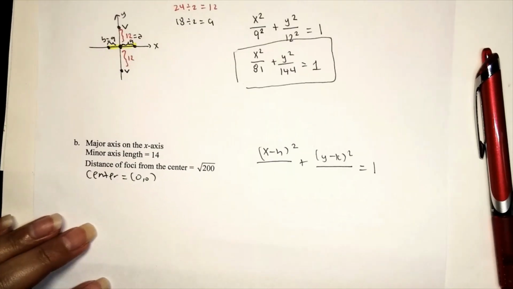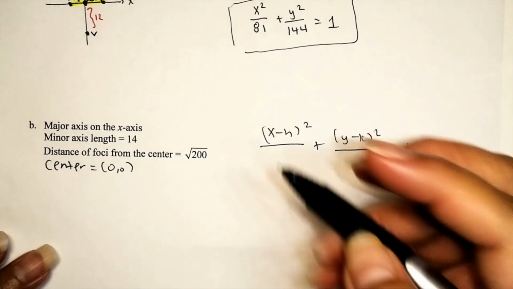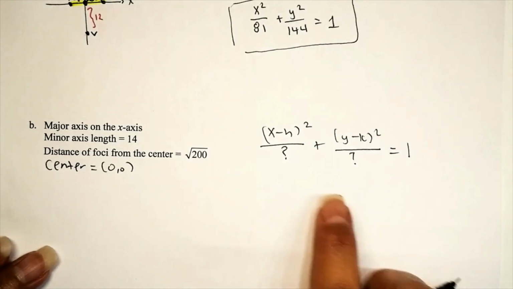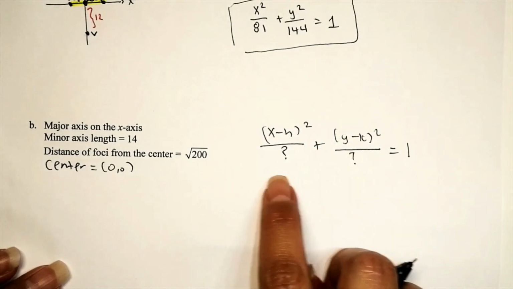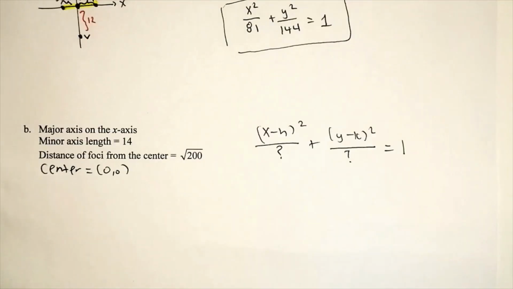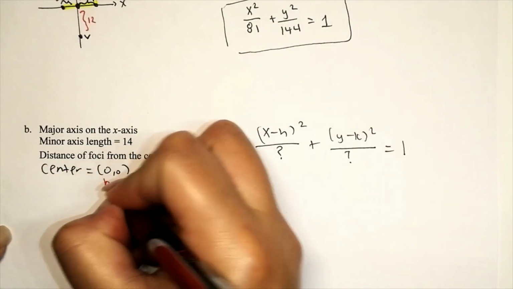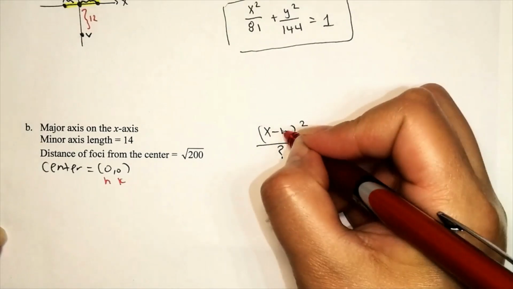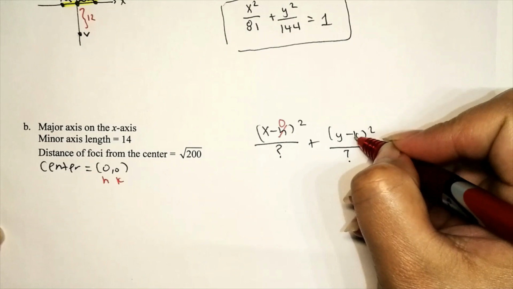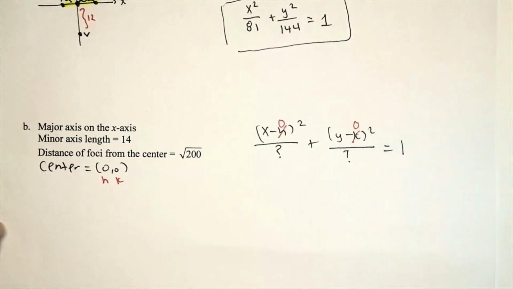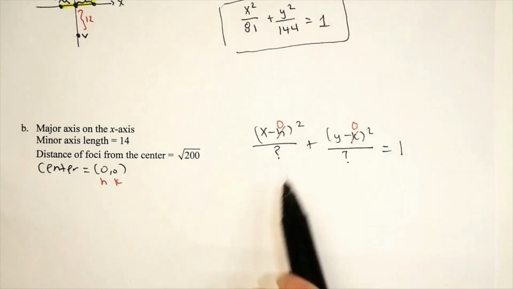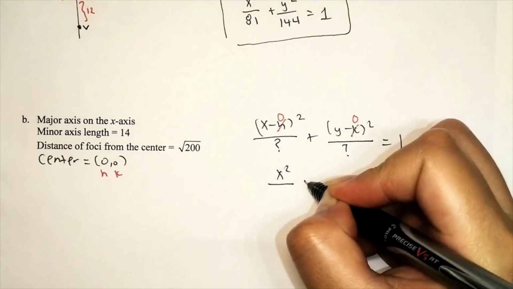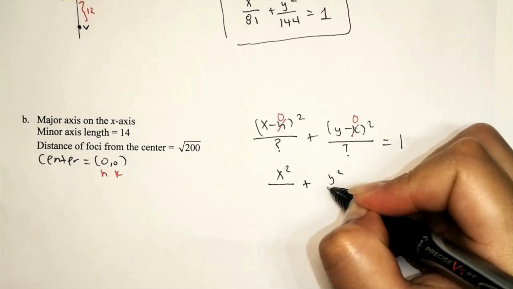So let me go ahead and zoom in. Let me use my bad notation. I'll put a question mark because I'm not quite ready to commit which one is a and which one is b. We know that the center is at the origin, so we have h, k. Let's substitute a 0 for h and a 0 for k. Let me cross out this h, put a 0, cross out that k, put a 0. x minus 0 is just x, and we have to square it, so we still have x squared over something plus y squared over something.